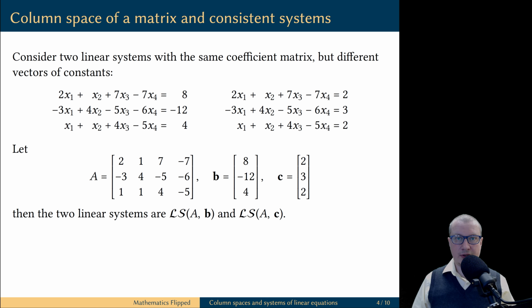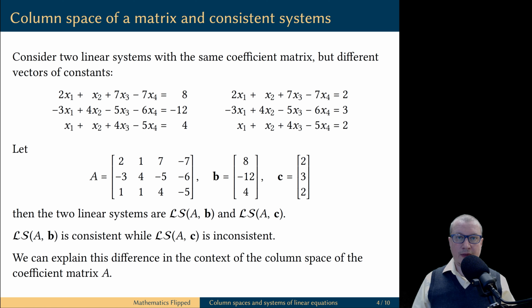So we can think of the first linear system as a linear system with A as the coefficient matrix and B as the vector of constants, and the second linear system has coefficient matrix A, same as the first one, but different vector of constants C. These two linear systems differ in that the system with B as a vector of constants is a consistent system, while the system with C as a vector of constants is inconsistent. Let's understand where this difference is coming from in the context of the column space of the coefficient matrix.